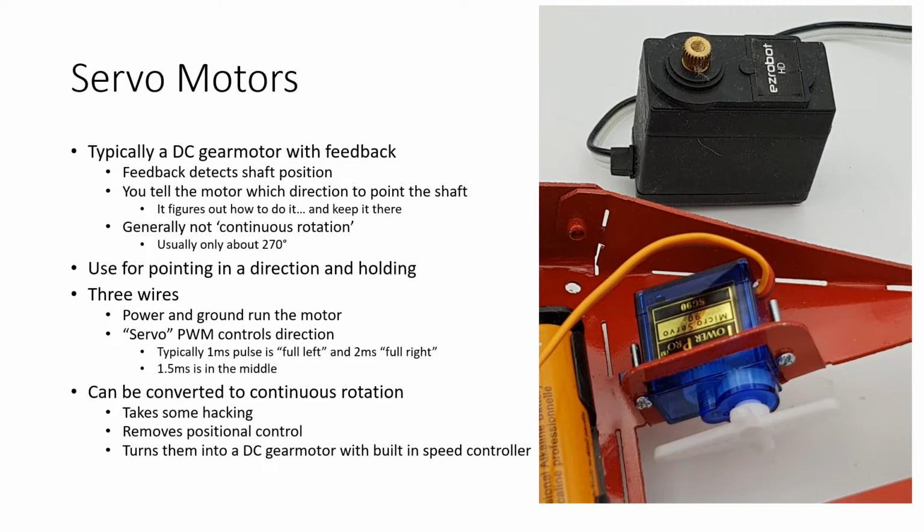You can turn them into a continuous rotation motor. You can open them up and remove some of that sensing gear. Then what it ends up becoming is essentially a nice little DC brushed gear motor that has good gear reduction and its own speed controller built right into the board, because this board down in here not only serves as positional control, but when you hack it apart, you can turn it into your speed controller.